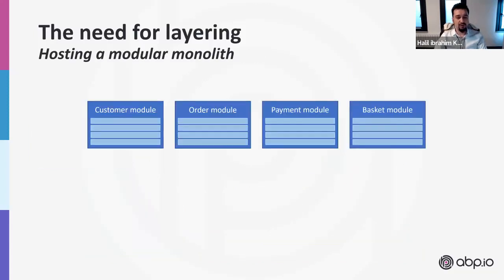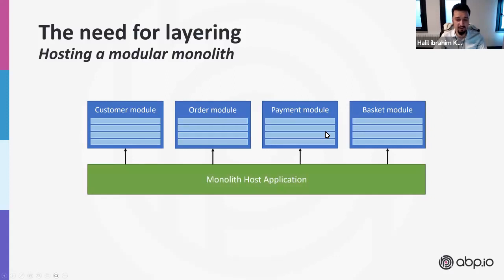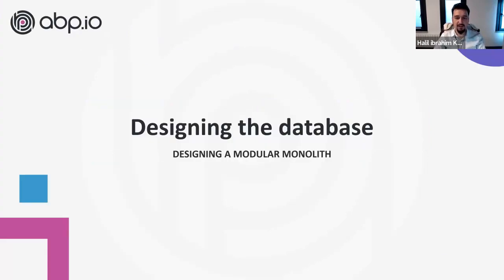Okay, for example, you created a customer module like that in this modular model, an order module, a payment module, a basket module. All you need to do is create a monolith host application and add references to these projects. Then when you run the application, you will see all the modules compose a single monolith application. Okay, the project architecture was that.